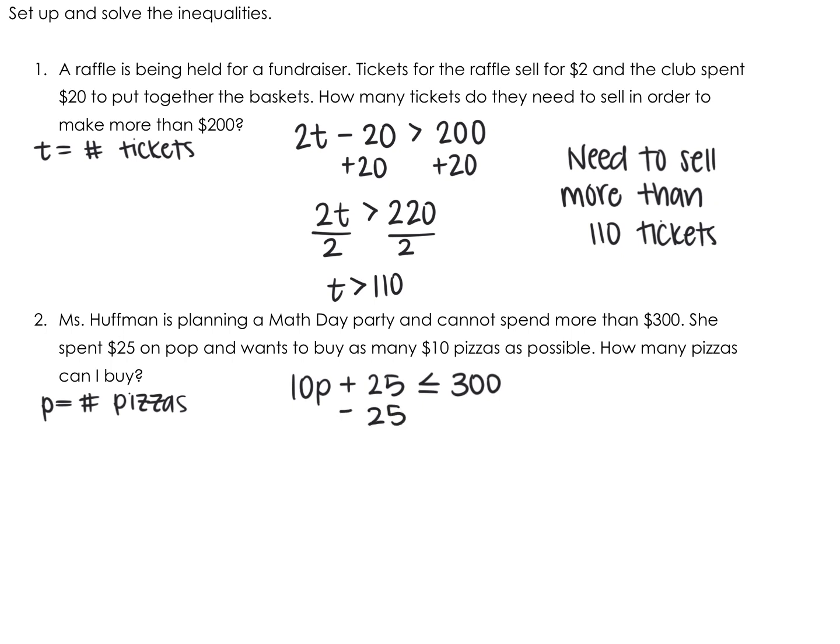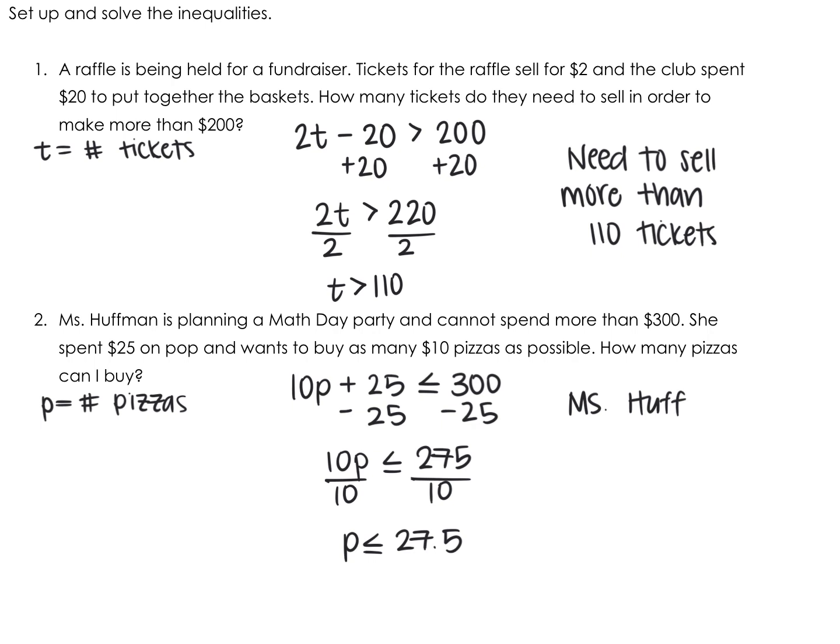So now we're going to subtract 25 from both sides. We get 10P is less than or equal to 275. Then we'll divide by 10, and P has to be less than or equal to 27.5. So I can't buy a half a pizza. I can only buy whole pizzas. So that tells me that Miss Huffman can buy at most 27 pizzas.